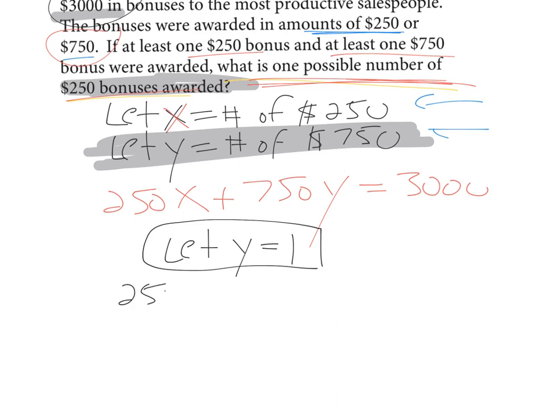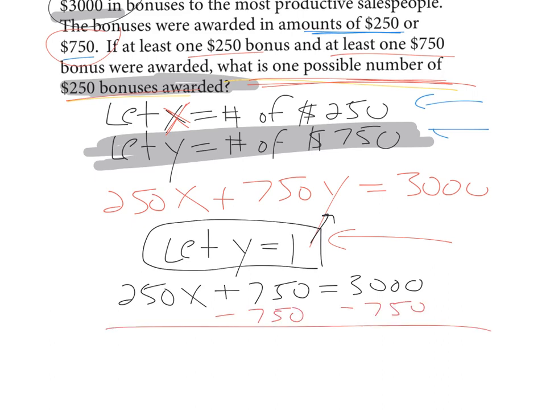If I take this equation and I plug in 1 for y, I'm going to get 250x plus 750 equals 3,000. If one $750 bonus was given out, let's solve this equation for x to figure out how many $250 bonuses were given out. Here I'll subtract 750 on both sides. So I have 250x equals 2250. And if I divide both sides by 250, I get x is equal to 9.